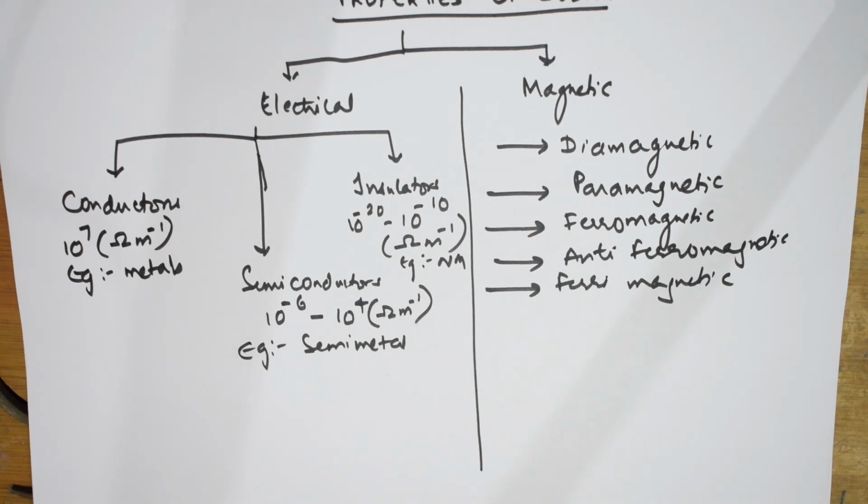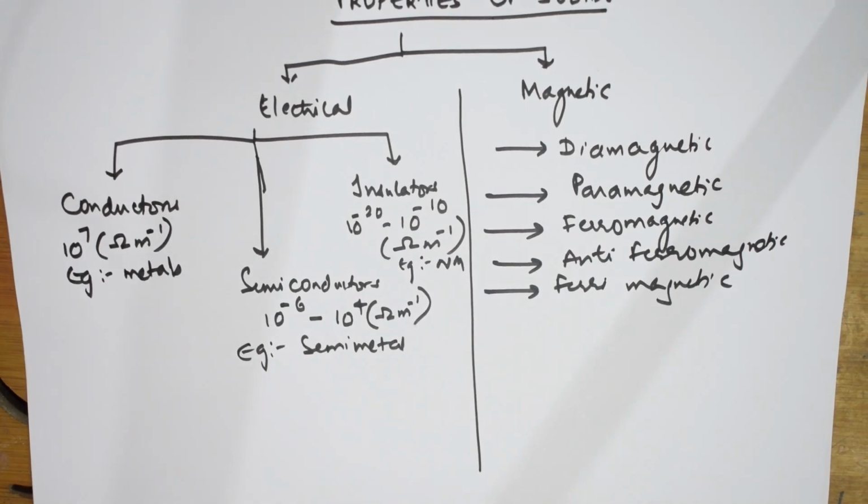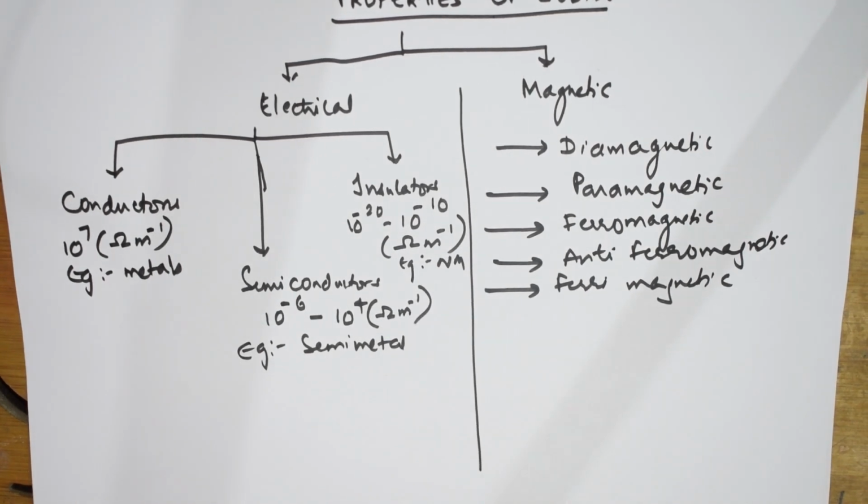And in insulators, we know the energy gap between both the bands is large. That's why the electron can't jump. That's the reason the conductivity is so low, right? Now let's come back and see the magnetic property of solids.